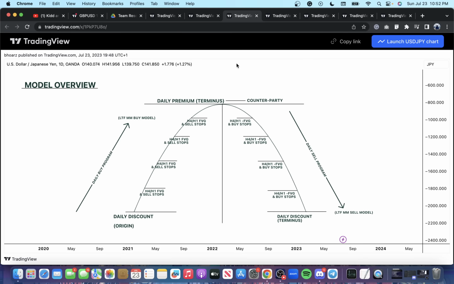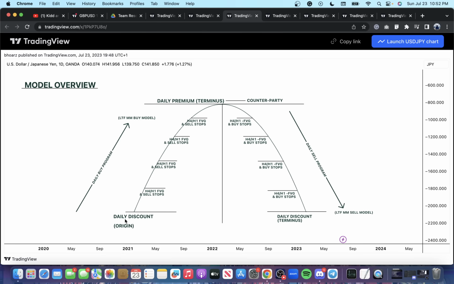We don't want to trade our model if the daily time frame is in a range, or if it's range bound, or if it's showing unwillingness to want to displace. What we're looking for is a daily program that is A, poised to displace to our target objective on the daily time frame, or B, already displacing to our target objective on the daily or weekly time frame.